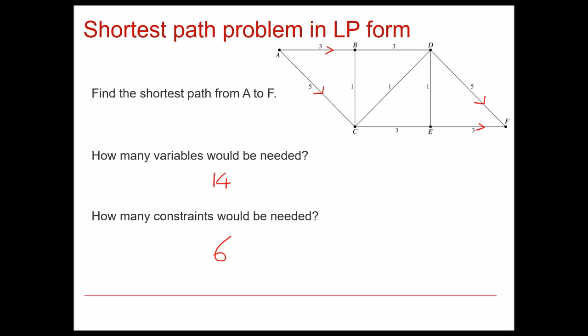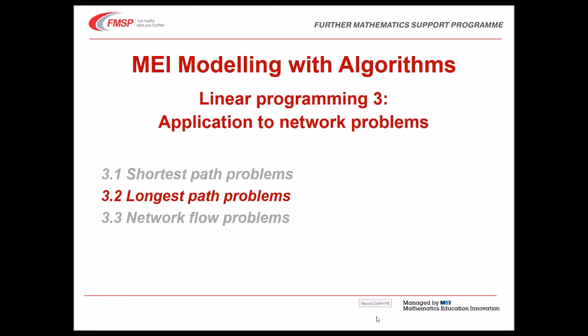Of course, that is assuming that we're not counting the constraint that the variables are binary. Depending on how you want to think about it, you could argue that there are a further 14 constraints on each of the variables. But in terms of the constraints that come from the actual network problem itself, the answer is 6.